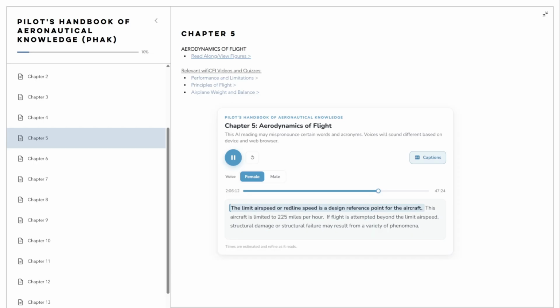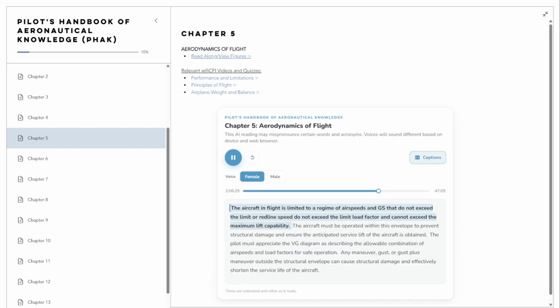The limit airspeed or redline speed is a design reference point for the aircraft. This aircraft is limited to 225 miles per hour. If flight is attempted beyond the limit airspeed, structural damage or structural failure may result from a variety of phenomena. The aircraft in flight is limited to a regime of airspeeds and Gs that do not exceed the limit or redline speed, do not exceed the limit load factor, and cannot exceed the maximum lift capability.